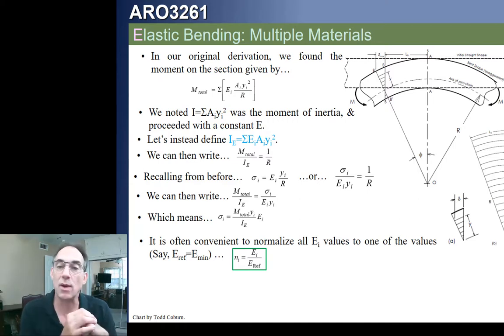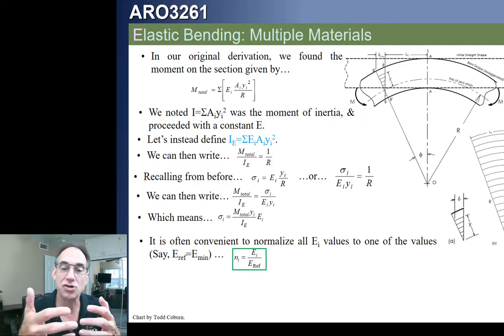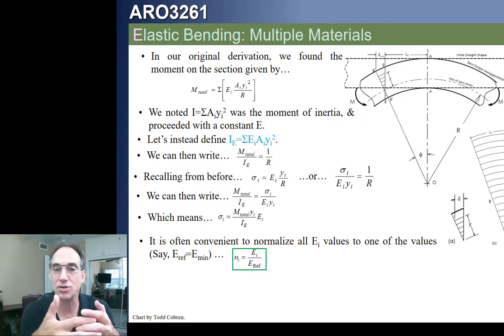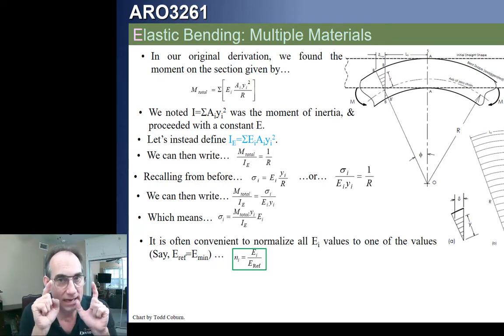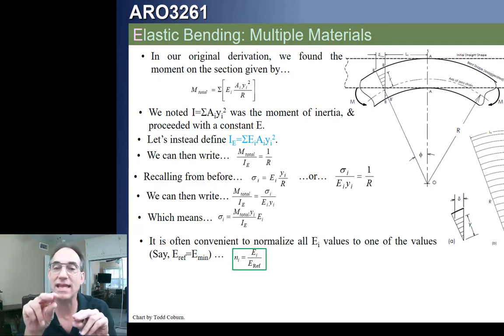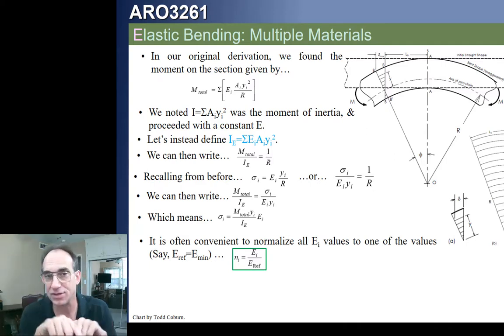Now you could do this the other way too, but I find it easier to deal with numbers that are larger than 1. They tend to be whole numbers or fractions that are more readily handled. If you take the larger one as your reference, you're going to find a lot of really small decimals being applied, and that's going to introduce additional errors. So we're going to define this new variable n. n is just the ratio of the E of each and every strip against the reference E.